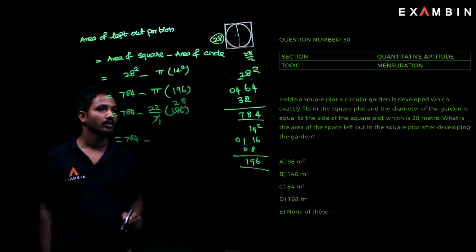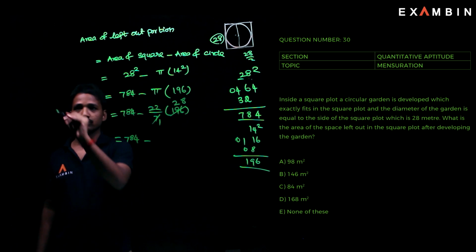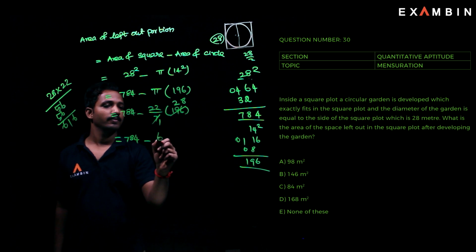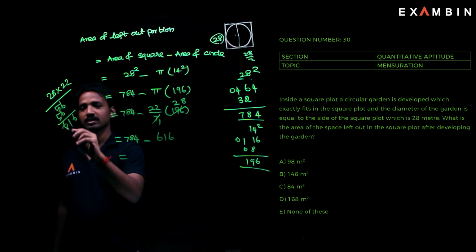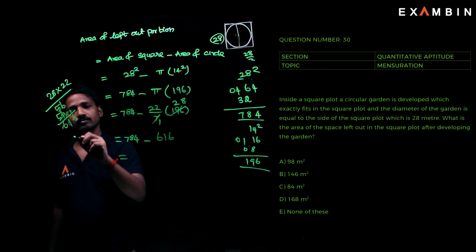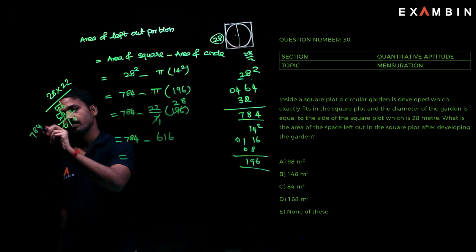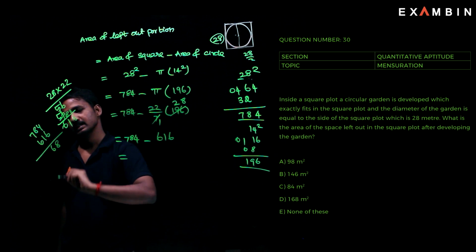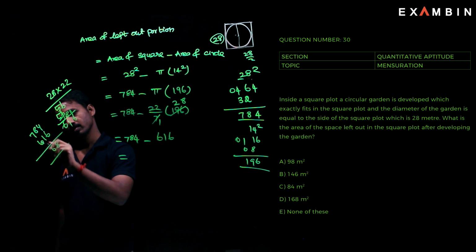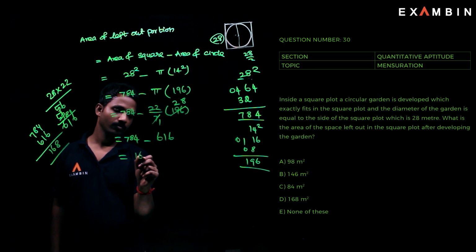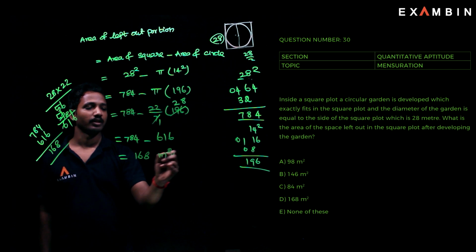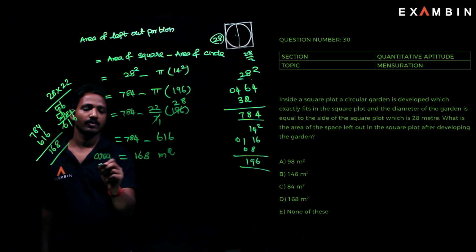784 minus 22 into 28. So 28 into 22 would be 616. So 784 minus 616 is 168. So the area of the left out portion would be 168 meter squared.